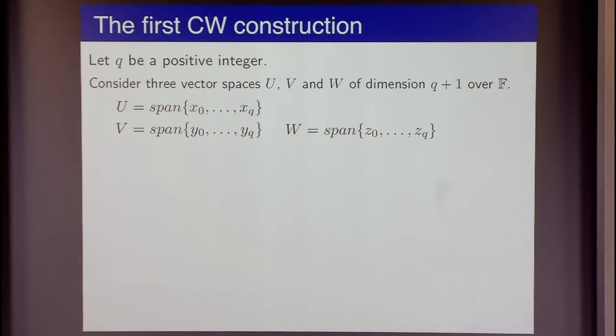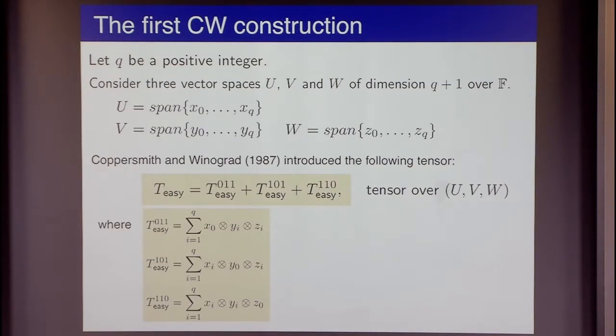Okay, so I will start with the simpler example, which is the first construction from the paper by Coppersmith and Winograd, which is a sum of 3 terms. It was also presented in the previous talk. In this case, all the vector spaces have dimension q plus 1. So we have q plus 1 x variables, q plus 1 y variables, and q plus 1 z variables. And so it's the sum of these 3 terms. Okay, so this is a tensor isomorphic to this matrix product.